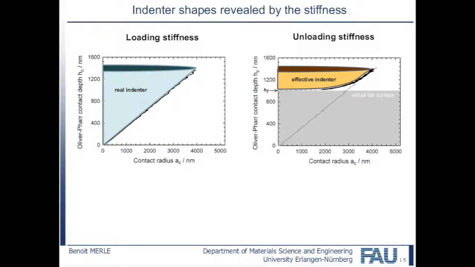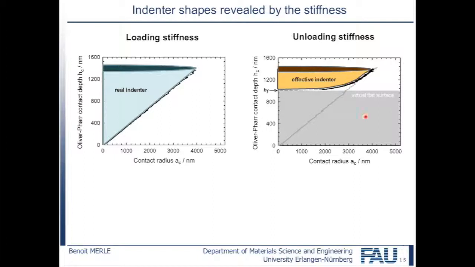So now let's sum up a bit. By recording the loading stiffness, we could directly get access to the shape of a real indenter, while by recording the unloading stiffness, we got access to the shape of the effective indenter. What we can now do is to compare both.